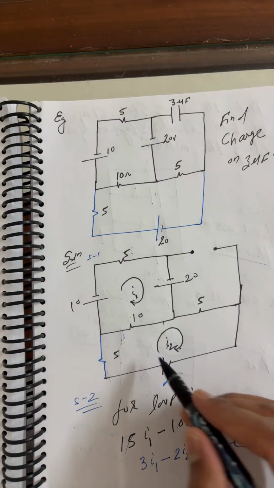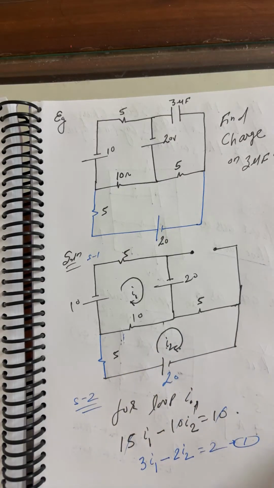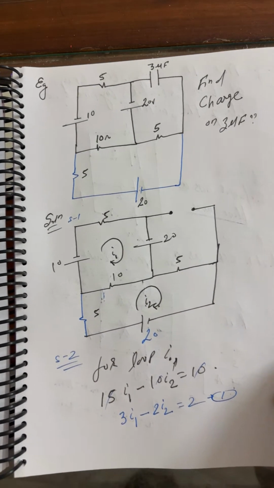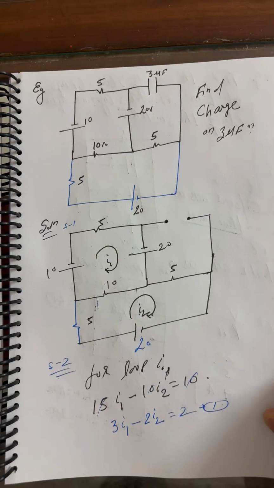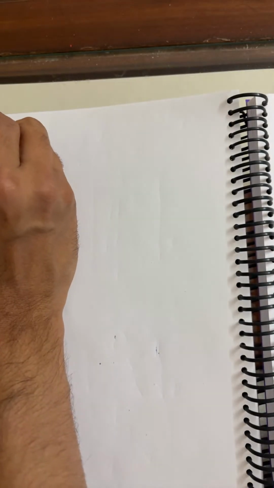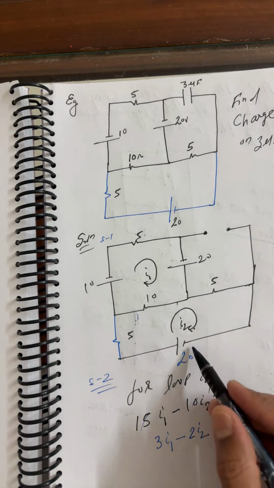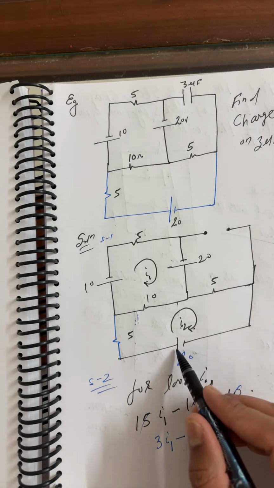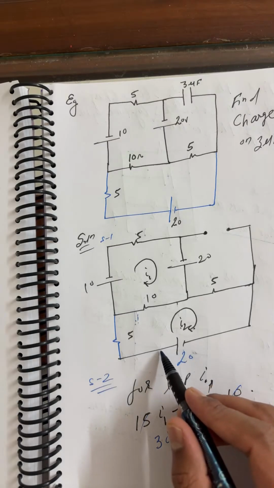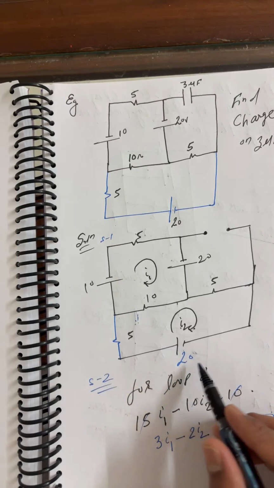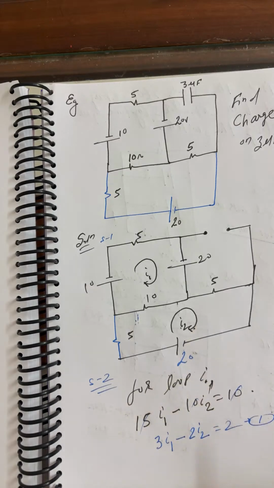Now I'm going to apply KVL for this loop. Listen carefully, everything here. Now in step 3, I'm going to apply KVL for this loop. So what's the current here? This is minus 2 plus 20 I2. Then 5 and 5 here, it's a 10, right? So 20 I2.